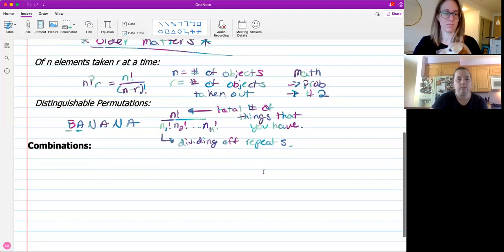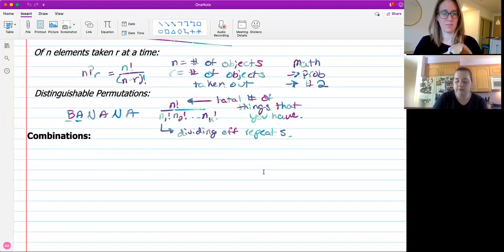Cool. Okay, and then last but not least, we have combinations. And here, again, it's just an arrangement of n objects, but here, order does not matter.